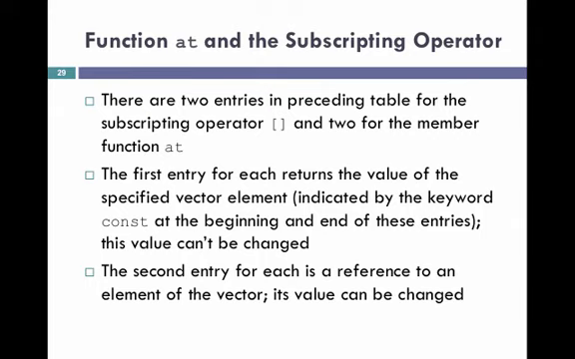There are 2 entries in the preceding table for the subscript operator and 2 for the member function at. The first entry returns the value of the specified vector element. That's indicated because we have this const at the beginning and the end of these entries. And this value can't be changed. The second entry for each is a reference to an element of the vector, and its value can be changed.